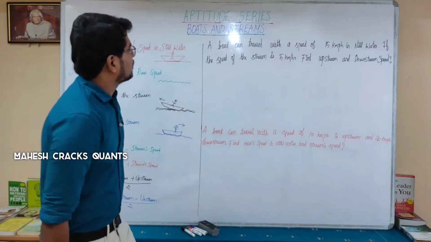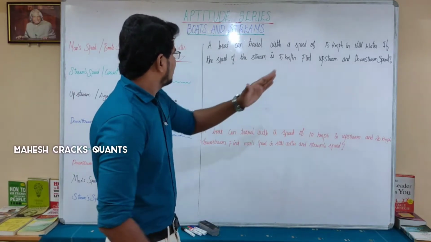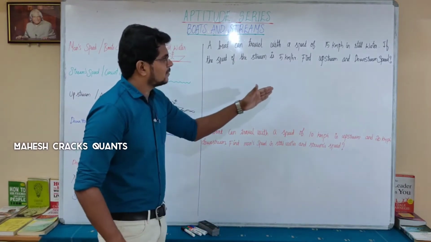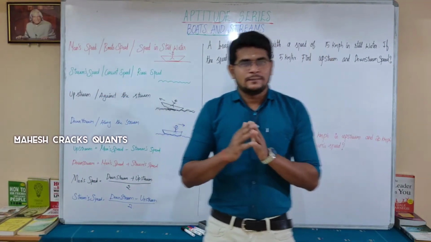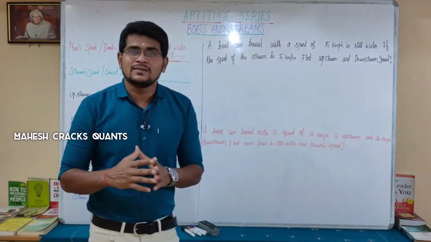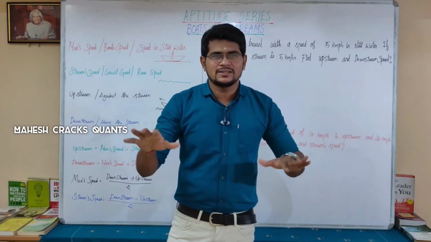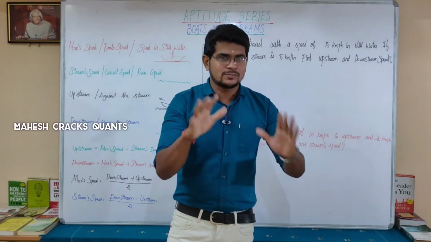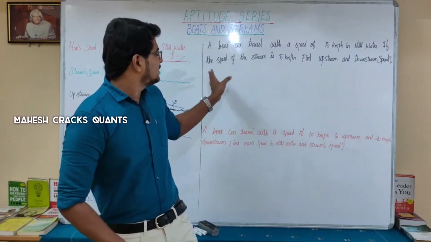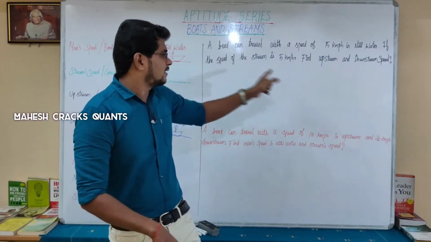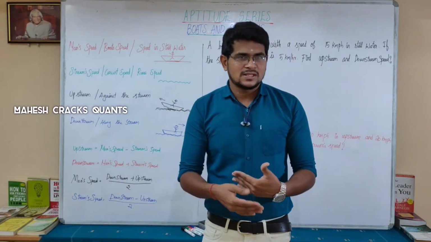Okay? The first problem. A boat can travel with a speed of 15 km per hour in still water. If the speed of the stream is 5 km per hour, find upstream and downstream speed. So, a boat can go 15 km per hour in still water. What does it mean? Man speed or boat speed, everything same. We always use man speed. Man speed is 15 km per hour. And what is stream speed? River speed, stream speed is 5 km per hour. If you have both, you could find upstream and downstream.